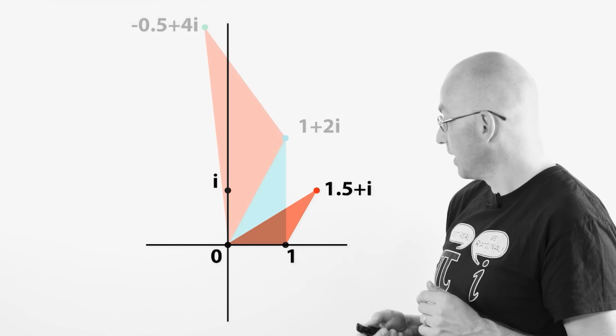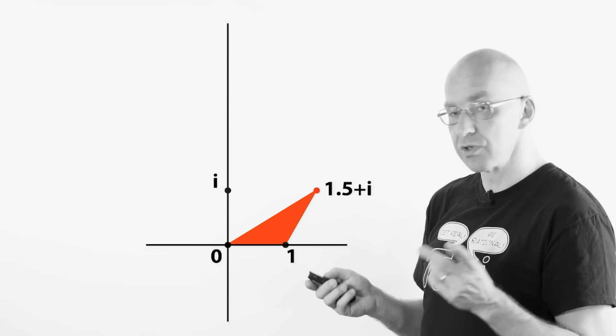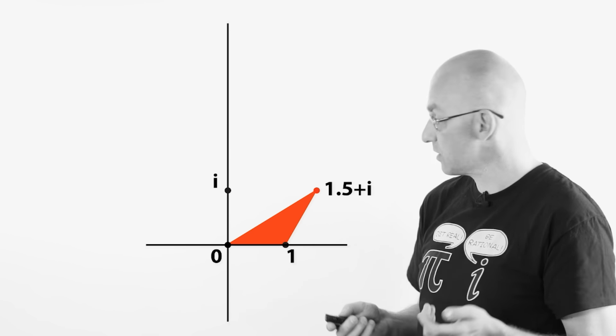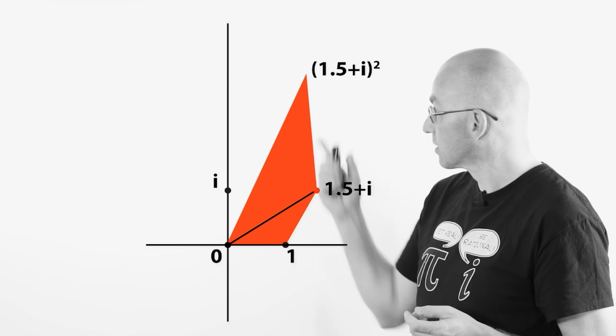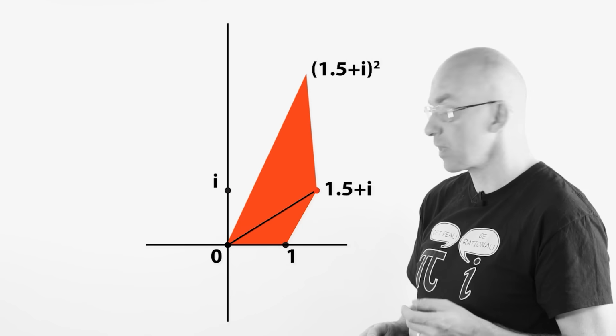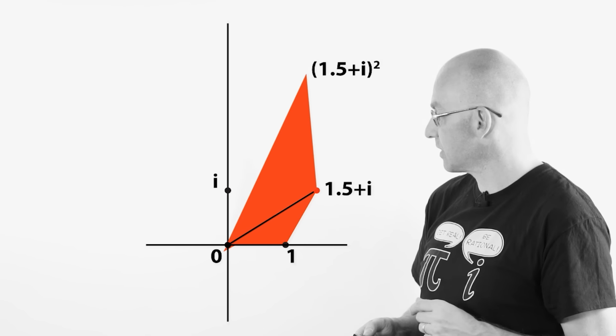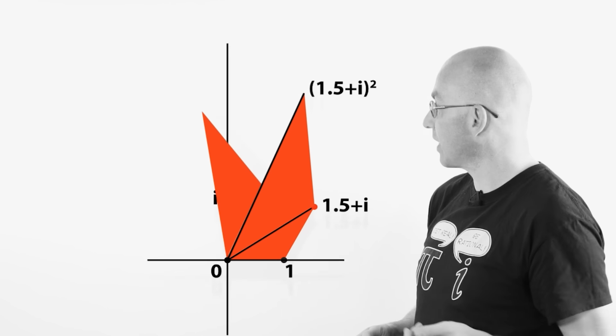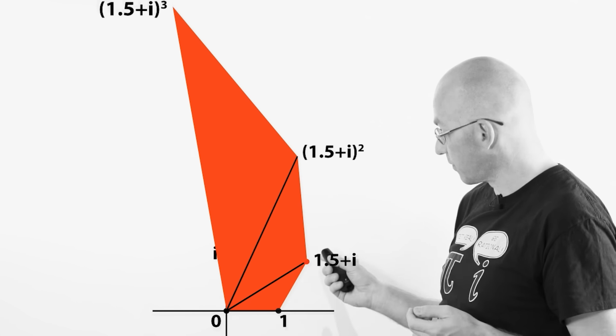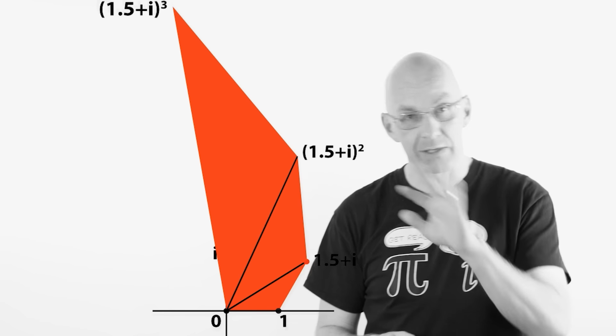Let's do another example. Let's do this one here squared. So what you need for squared is the same triangle twice. Stretch it. That's the square. Now, cubing, and we're going to have higher powers, so we'll need to see what happens here. So we just make another triangle. Stretch it. That's the cube of this number here. All right, now higher powers.